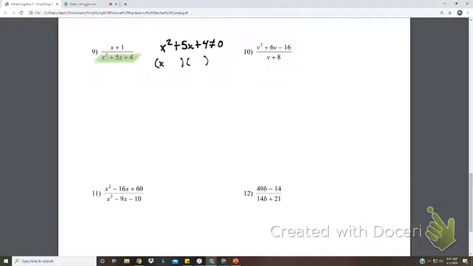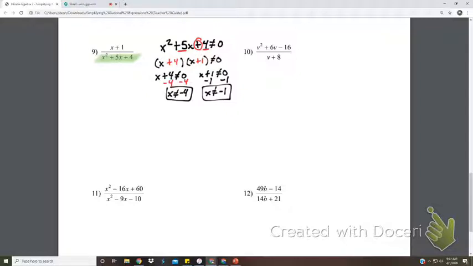So x squared breaks down to x times x. We're looking for factors of 4 that add to positive 5. That would be 4 and 1. I'm going to continue to break down the equation and separate it. So x plus 4 cannot equal 0. X plus 1 cannot equal 0. I'm going to subtract 4 on the left side, making x not equal to negative 4. I'm going to subtract 1 on the right side. X cannot equal negative 1.